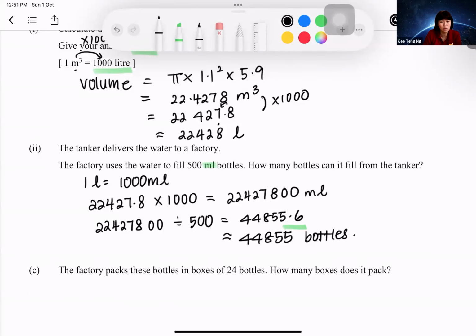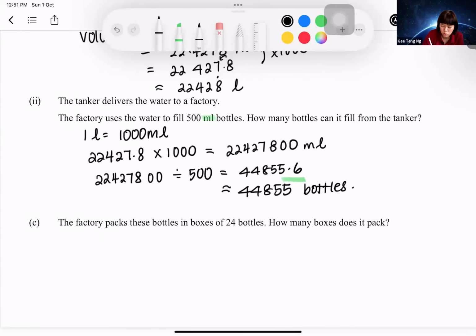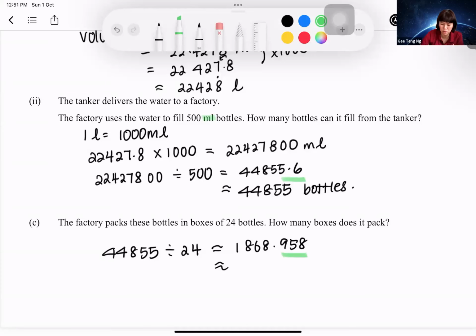Okay, next question. The factory packed these bottles in boxes of 24. So I'm going to split this up in boxes of 24. I divide by 24. Okay, and that gives me, not a nice number, 1868.958. So insufficient to pack a full box. So in this case, I'm going to round down. So I'll pack 1868 boxes. Okay. Have you gotten the concept? Next question.